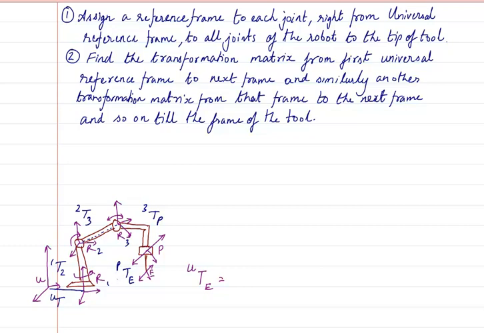So for each and every combination of frames, from one frame to another frame to another frame, we have to find out the transformation matrix. And that we have already done in the second module, how to find it with the help of post multiplication and pre multiplication, that we will see.